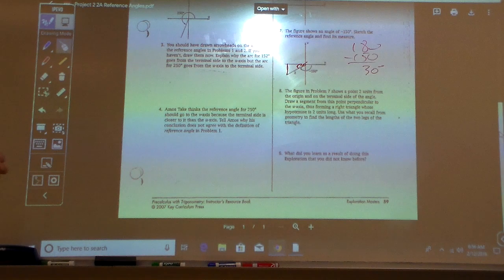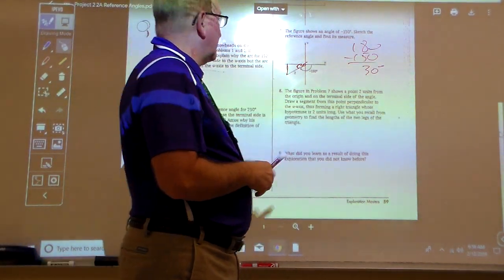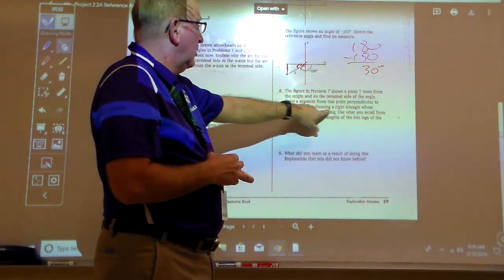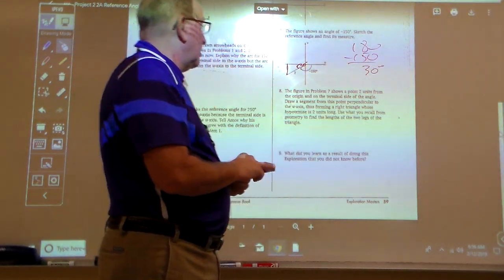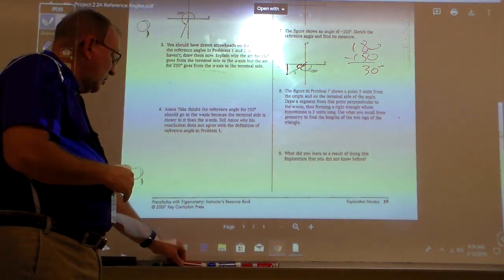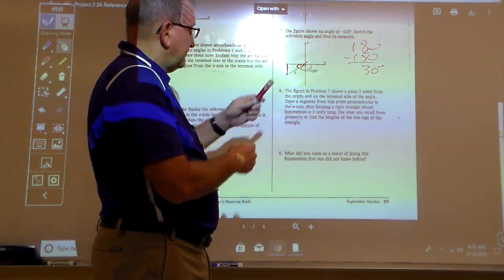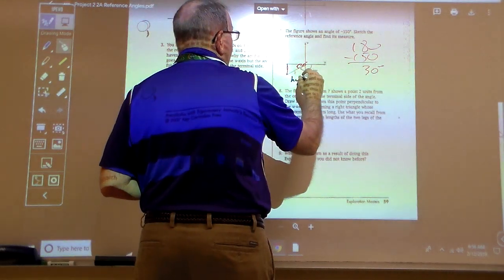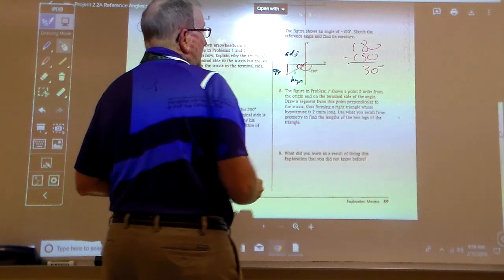Okay? So in problem 7, we show a point 2 units from the origin on the terminal side. Draw a segment from this point perpendicular to the x-axis, which I did, forming a right triangle whose hypotenuse is 2 units long. Knowing what we know about geometry, find the lengths of the two triangle sides, or what we talked about with Sheldon Cooper for those who have been in class. This is my hypotenuse. This is my side opposite. This is my side adjacent, correct?